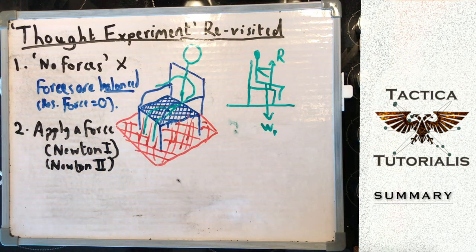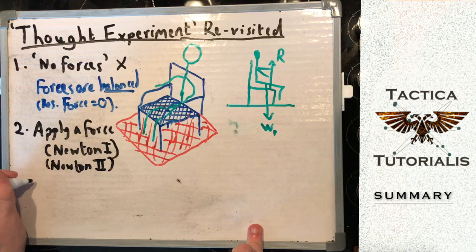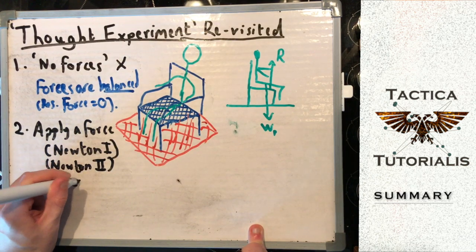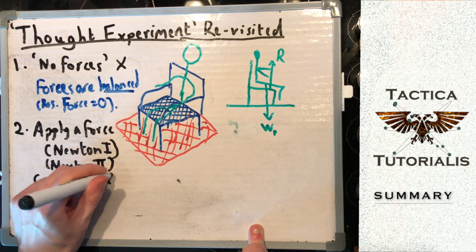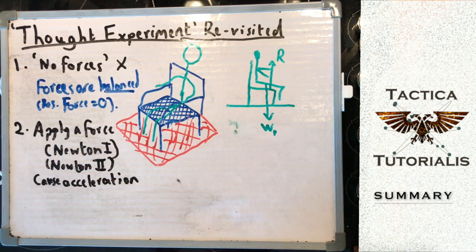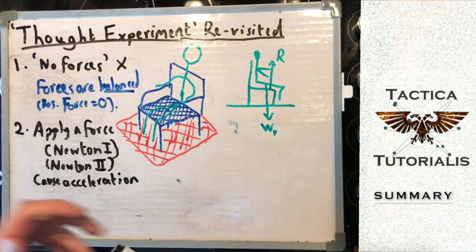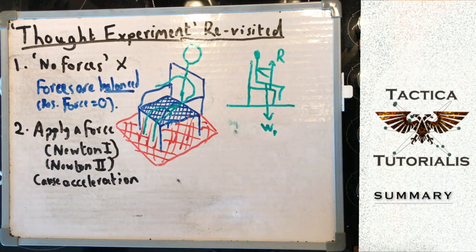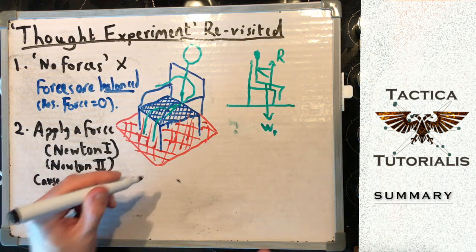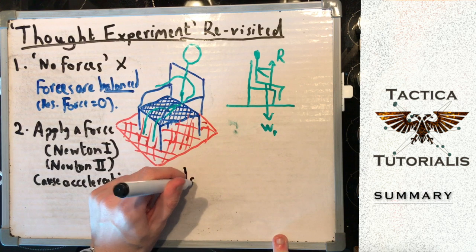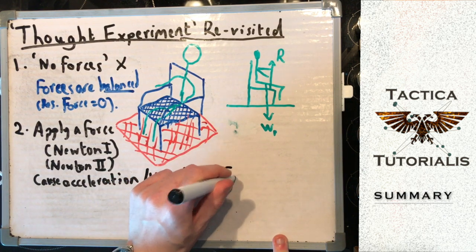So if you apply a force and cause an acceleration, that is what you do in order to make them move. You apply a force, for example, you push the chair or you tip the chair, whatever it is, and you make them accelerate because the forces are no longer balanced. So we unbalance the forces. These are all just sort of notes that you can be making.